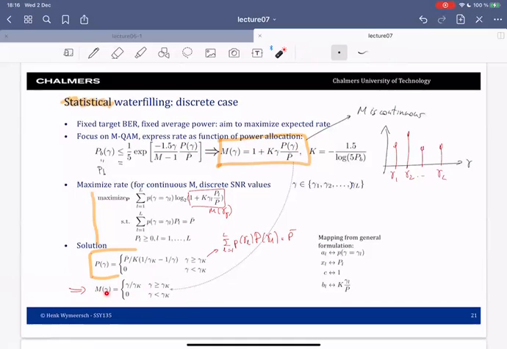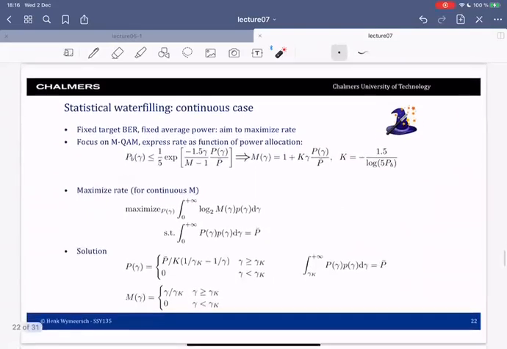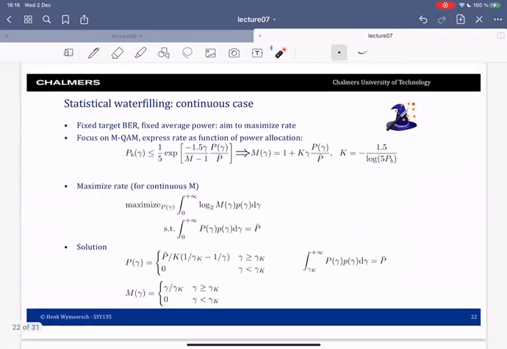So all of this is fine. The only problem that we have now is that this M is continuous, right? There is an extension to this water filling problem when the SNR can take on continuous values. So then we have an integral over all possible SNRs rather than a sum. But the nice thing is the solution has exactly the same form. So the power allocation is again of exactly the same form. The modulation format is exactly of the same form. And this cutoff value is selected to meet the average power constraint.